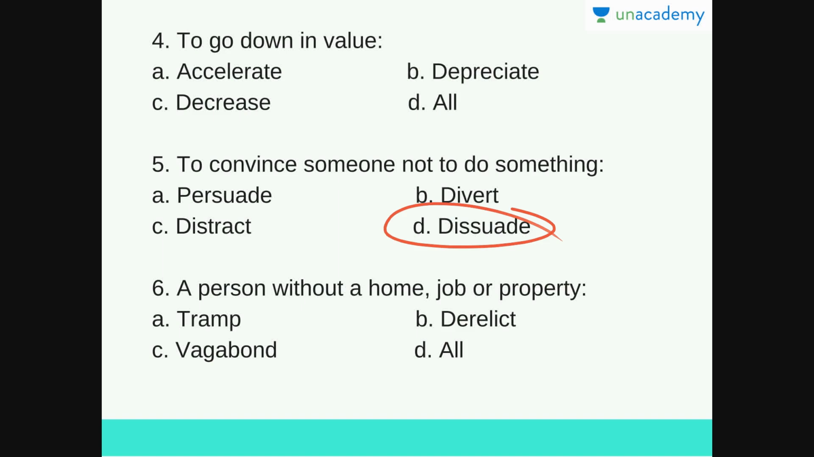Next question is a person without a home, job or property. Options are tramp, derelict, vagabond and all. So the answer for this question is D, all. A person without a home, job or property, tramp, derelict and vagabond. So these are synonyms of each other. I'd already told you that tramp is a synonym of derelict, and now we know another synonym, which is vagabond. So all these mean a person who is without a job, a property, or a home.